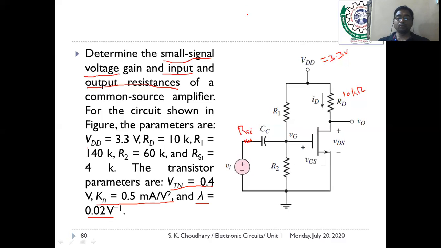Okay, no answer is coming, so I will give you the steps on how to solve it. The further numericals I will give you as an assignment, which you have to solve on your own. So see how to solve this. What is the first step? First of all, you have to determine the DC parameters. So what are the DC parameters? You have to find out the VGSQ here, the DC value of the gate to source voltage.